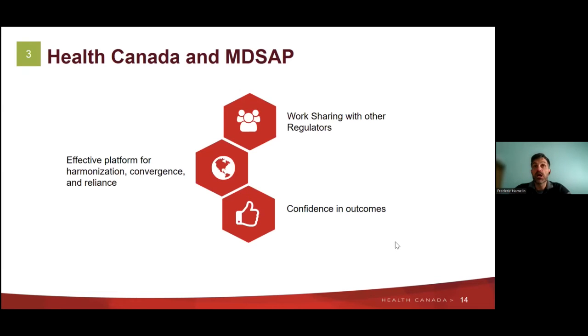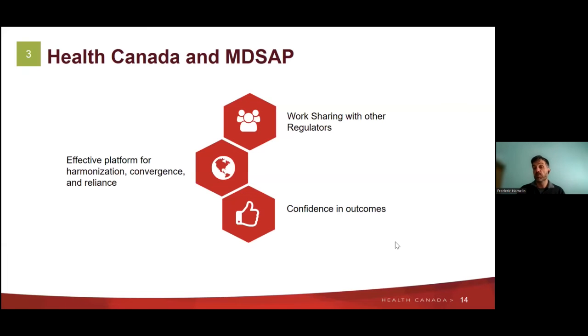Yes, these are very important topics globally as regulators and for industry, but they don't always necessarily happen organically or randomly. They need to have a proper environment or platform to do this in. And we have found that MDSAP has been a very good platform for us to work together, to adapt to each other, make things work together, harmonize, in some cases converge our regulations toward the same requirements, and also to learn to rely on these other regulators that we partner with on their decisions and outcomes.